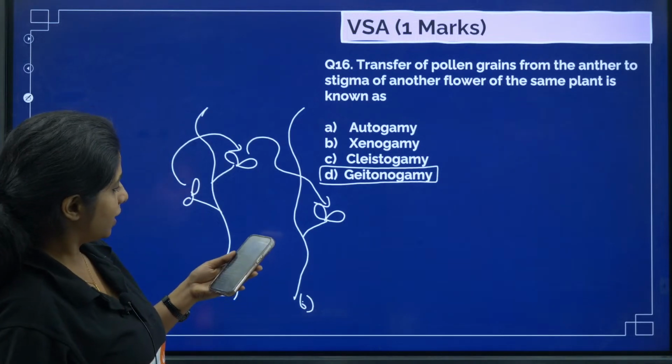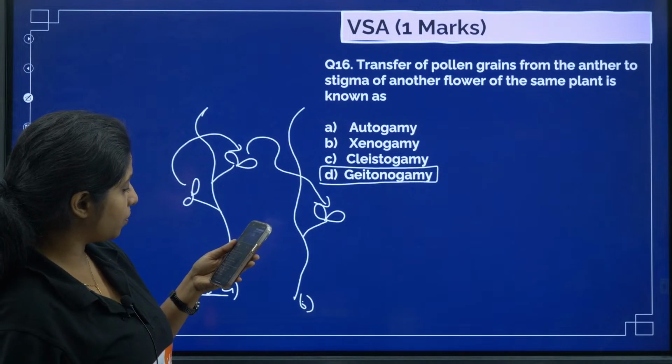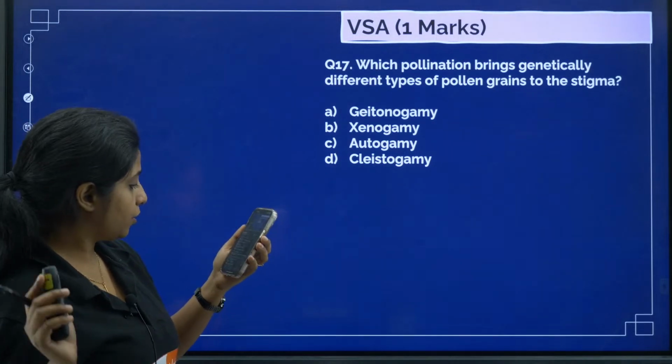Okay, good. Creative, Vinu, Gauri, Pradeep, oh my God. All of you full marks.